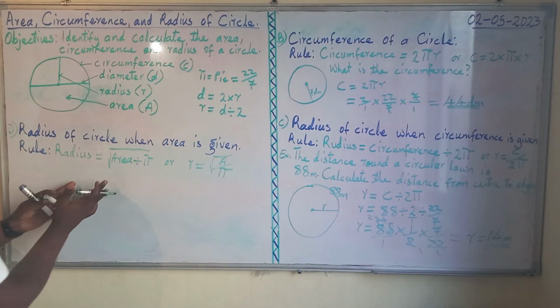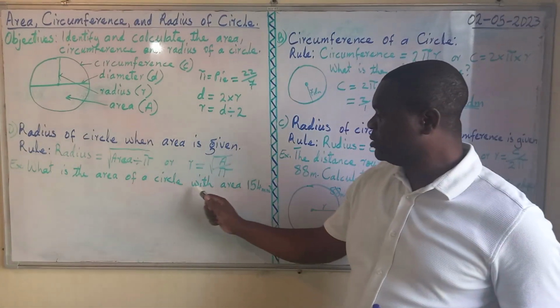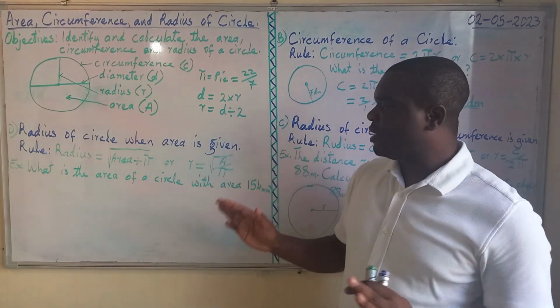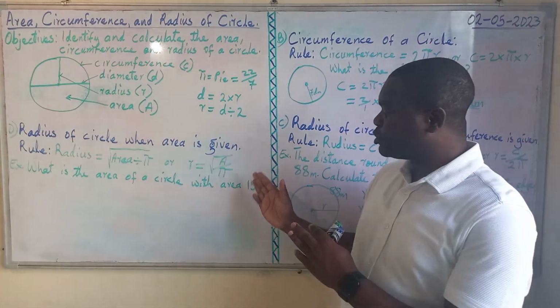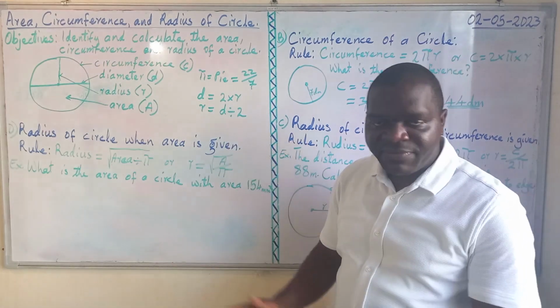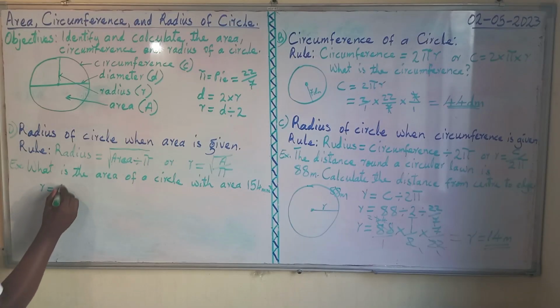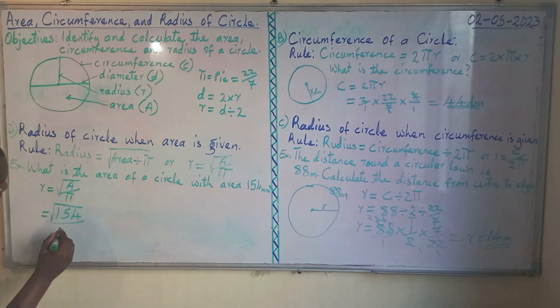Let's solve an example using this rule. Our example says, what is the radius of a circle with area 154 millimeters square? We need just the area because pi is always constant, and we know that pi is 22/7. So we're going to substitute the figures into the letters and simplify where necessary to find the answer. Radius is equal to the square root of area divided by pi. This means that the area that we have is 154 divided by pi.